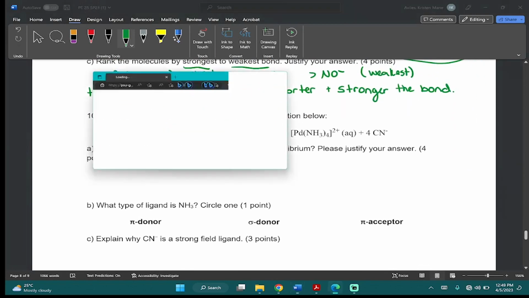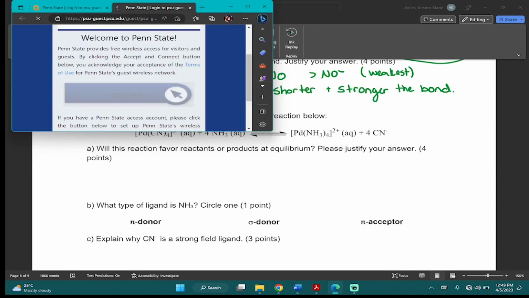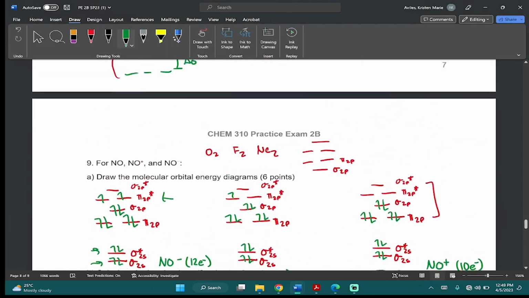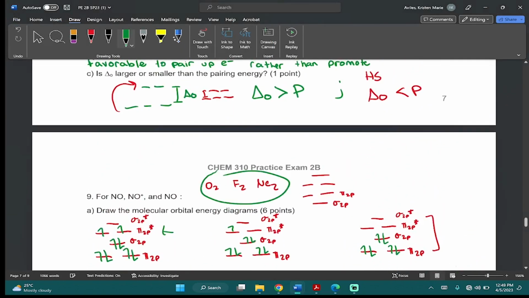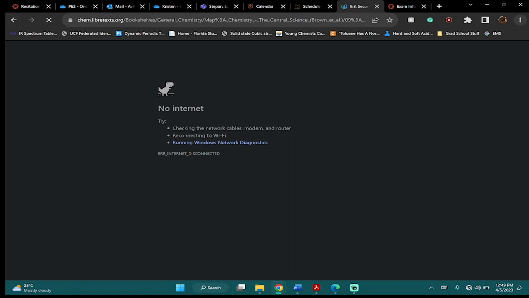And also, is there a rule for when the sigma 2p would be below the pi 2p? Oh yeah, so it's going to be in cases of O2, F2. You said sigma 2p, yes, right? Isn't it just after nitrogen?